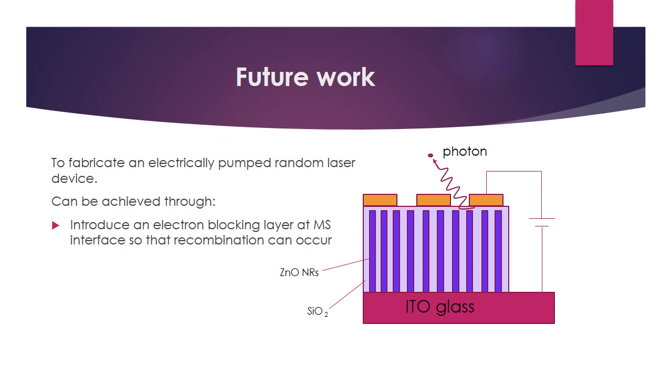For our future work, we would like to fabricate an electrically pumped random laser device. Based on our knowledge, a metal semiconductor junction alone is not able to create an electrically pumped random laser device. So we think that this can be achieved by introducing an electron blocking layer at the metal semiconductor interface so that recombination can occur. And the figure here is the design of our device.